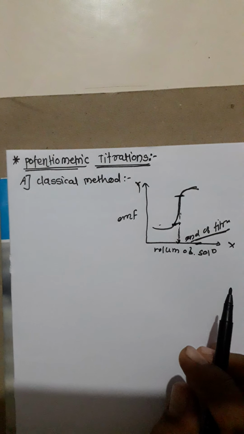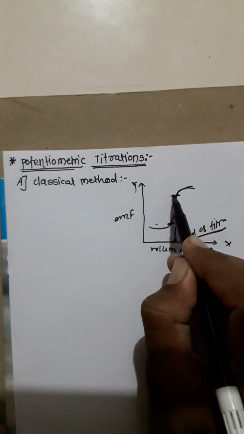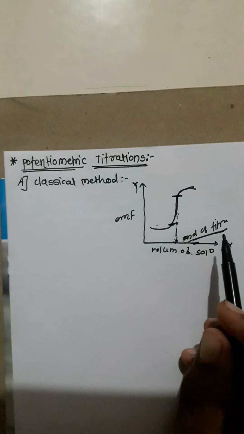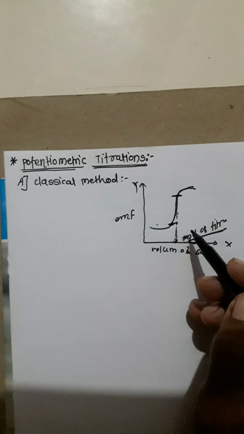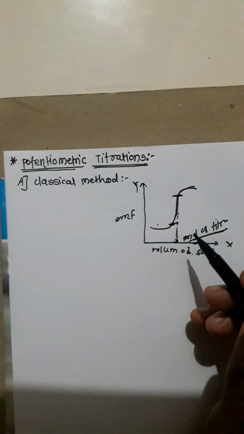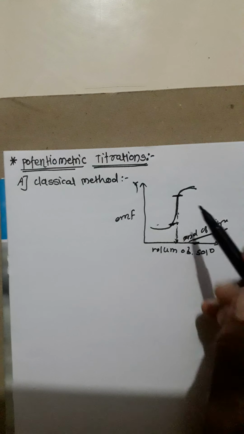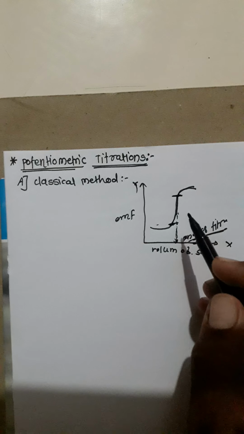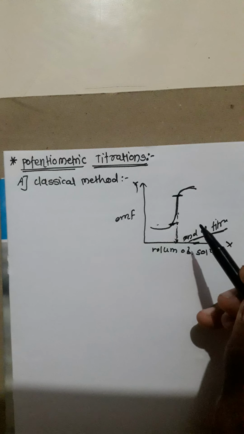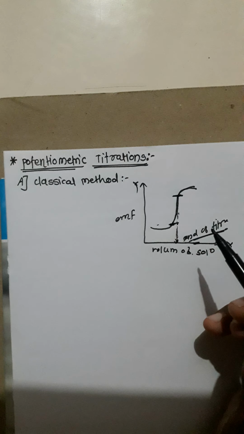In this classical method, the end point is determined like this. This is the classical method for locating the end point of titration. This type of curve is called a sigmoid curve. This is how the end point of titration is determined by the classical method.